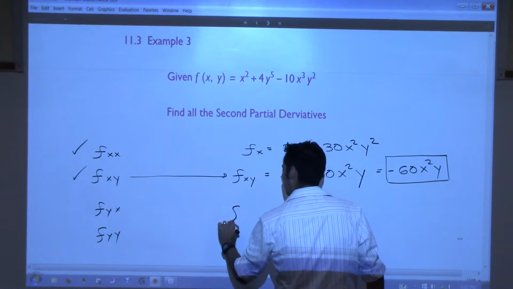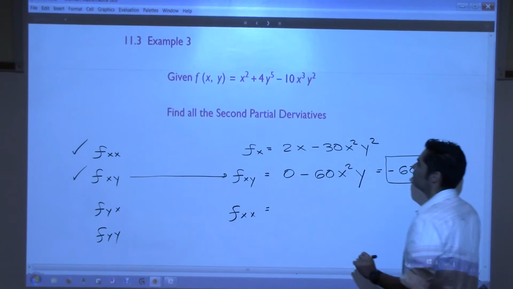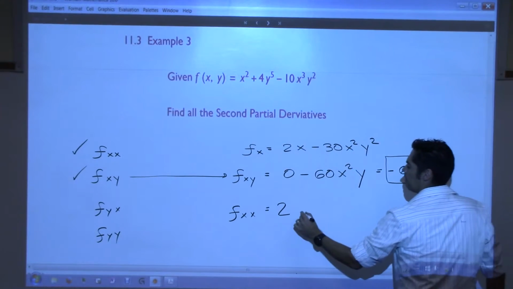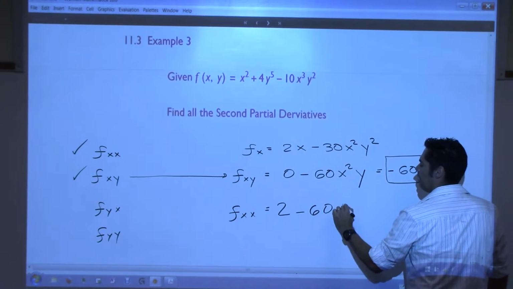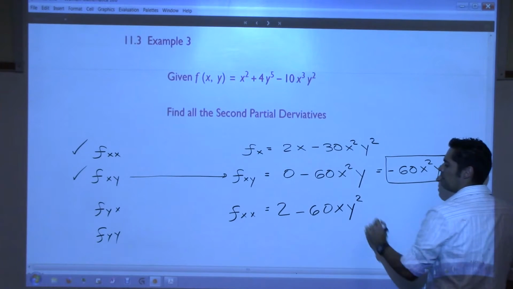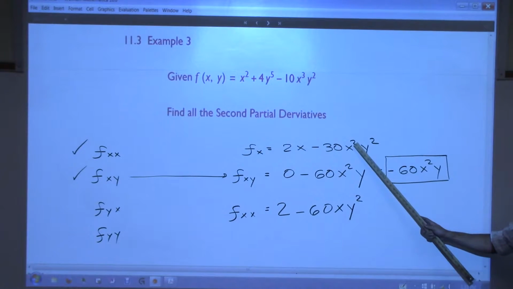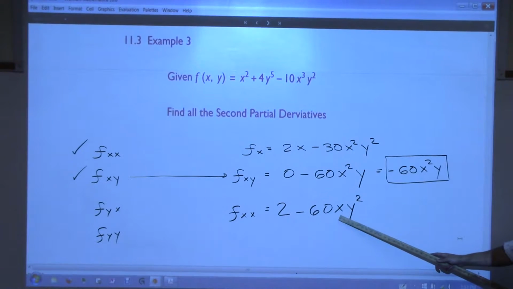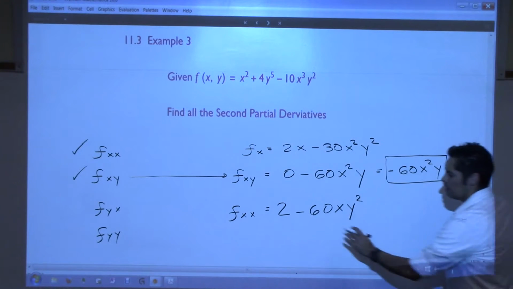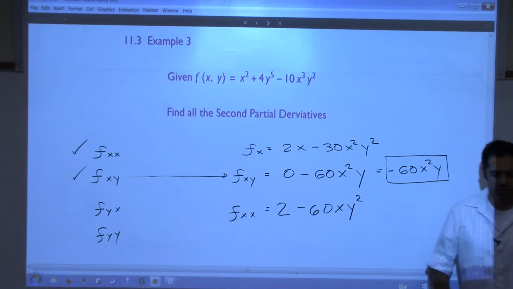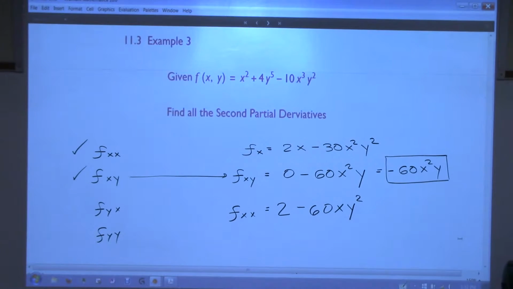Okay, fxx. You're taking the derivative of this, that's 2, and the derivative of this, negative 60 x y squared. So that's 2, and then here we ignore the y squared, the derivative of x squared is 2x, which pops out. Y squared comes along for the ride. Okay? Good? Do you think you can handle the other 2 on your own? Yeah. All right, good.